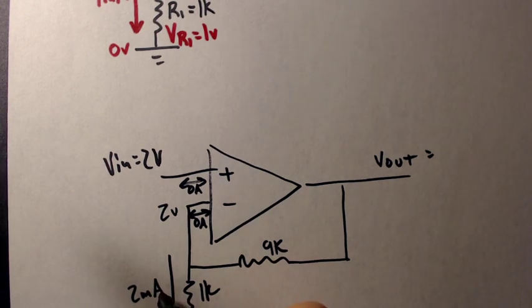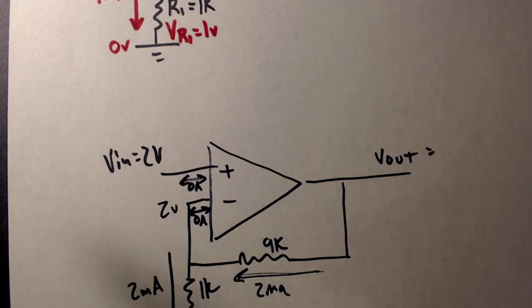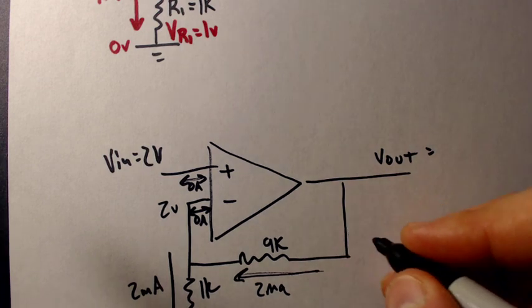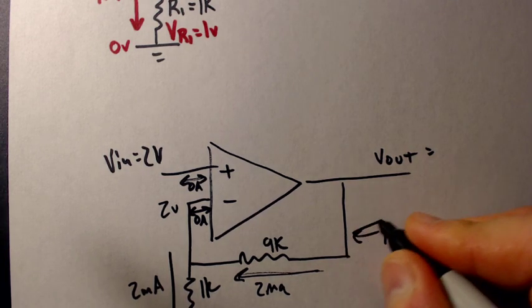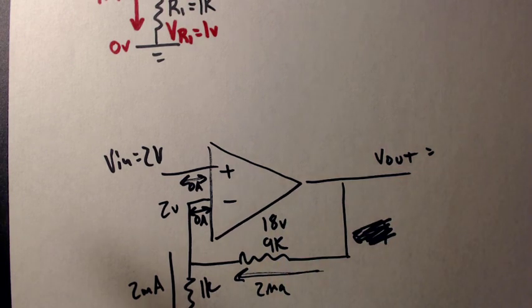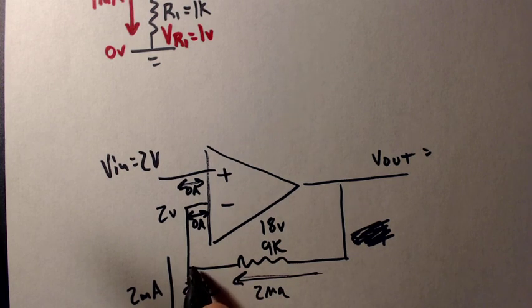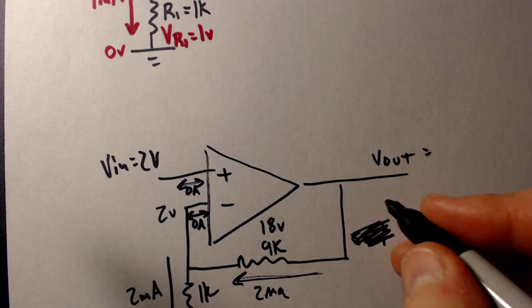All right, did this 2 milliamps come from up here? No way, it had to have come from over here. All right, so now we can figure out our voltage drop. It's just going to be 2 milliamps times 9K. 18 volts across our 9K. And if this side is higher than this side by 18 volts, and this side was 2 volts, this must be 20 volts.